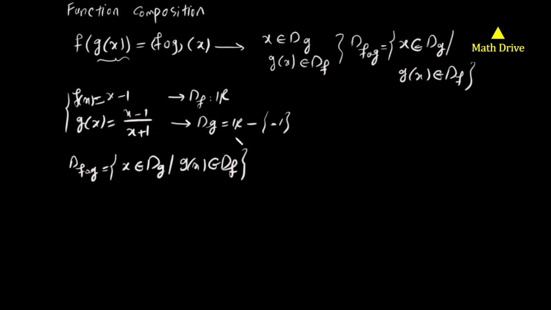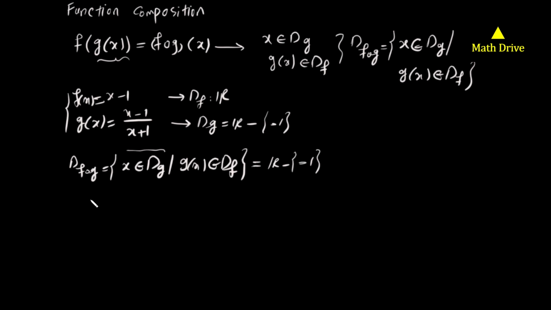So the domain of g is R minus {-1}, and we know that the domain of f is all real numbers, so whatever g(x) may be, g(x) is going to be in the domain of f. But for the first condition, we know that x is not supposed to be -1, so the domain of f∘g is equal to the set of real numbers minus {-1}. There's another way to find the domain of f∘g.